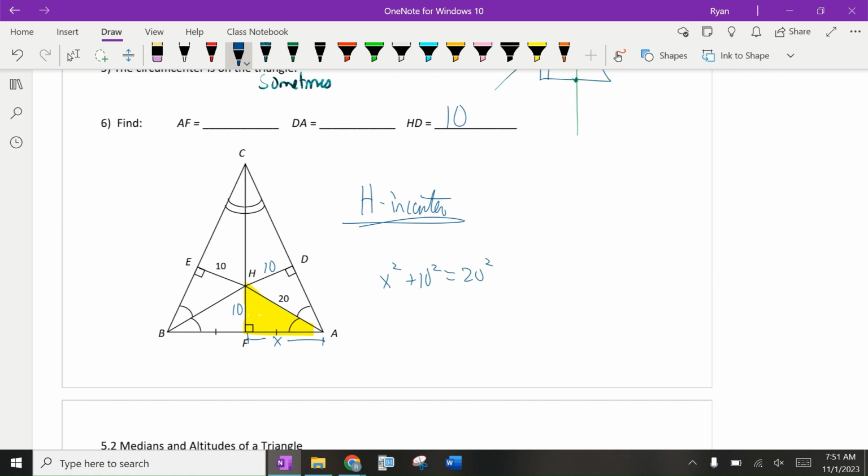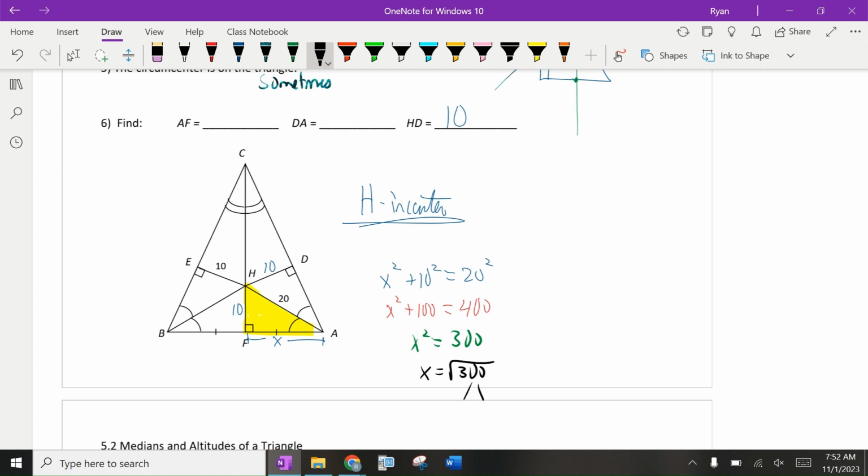Pythagorean theorem shows up a lot. If I have right angles, I have right triangles. So Pythagorean theorem in this yellow triangle, I can set that up. X squared plus 100 is equal to 400. Doing some algebra, that means x squared equals 300. X is the square root of 300 then.